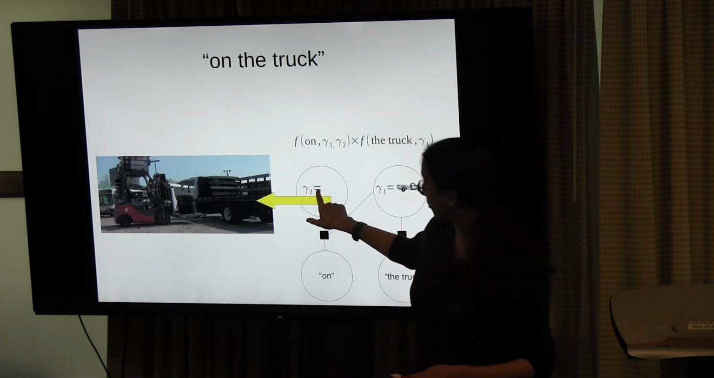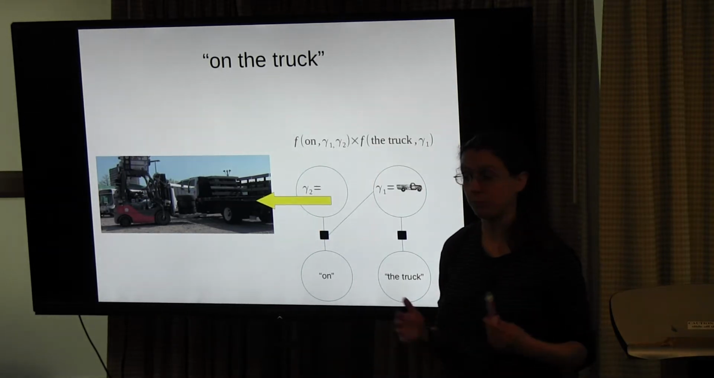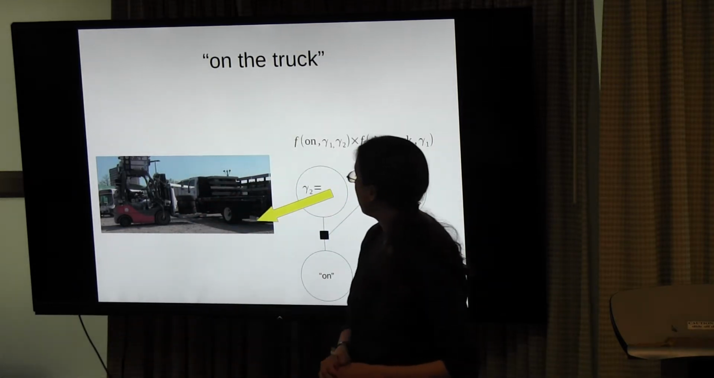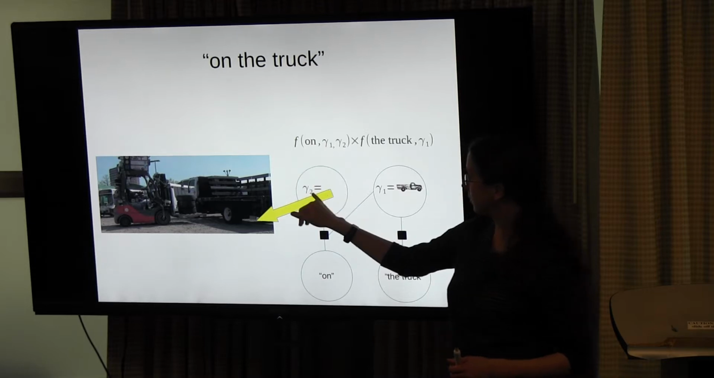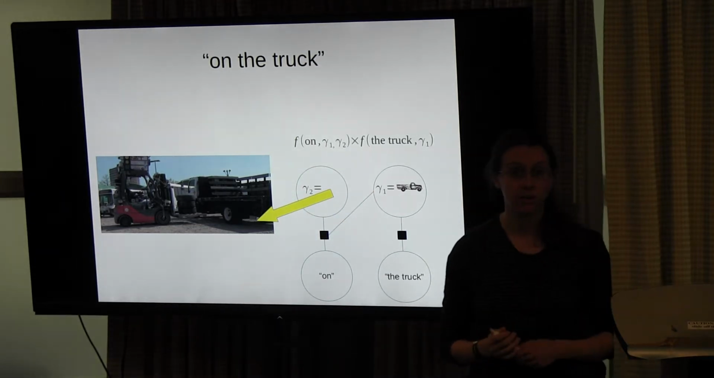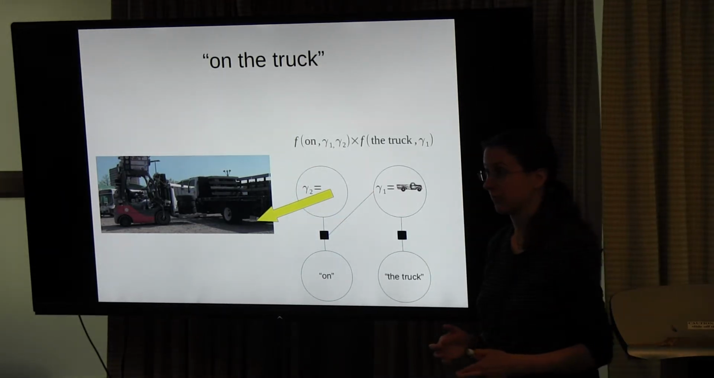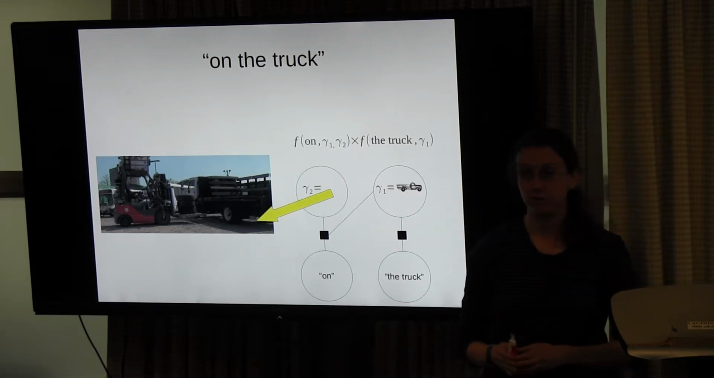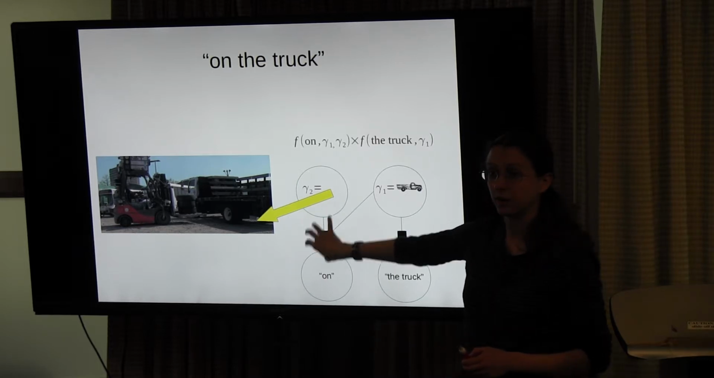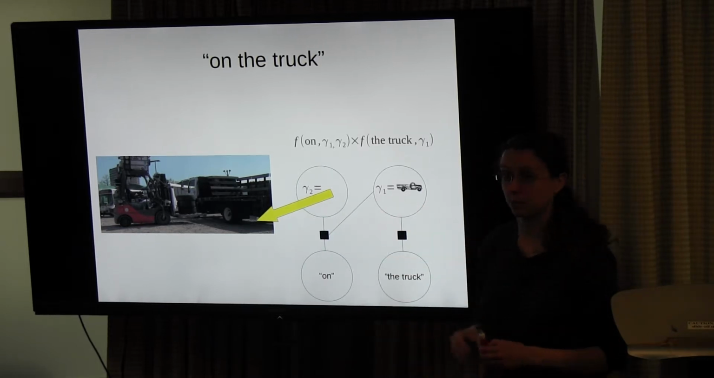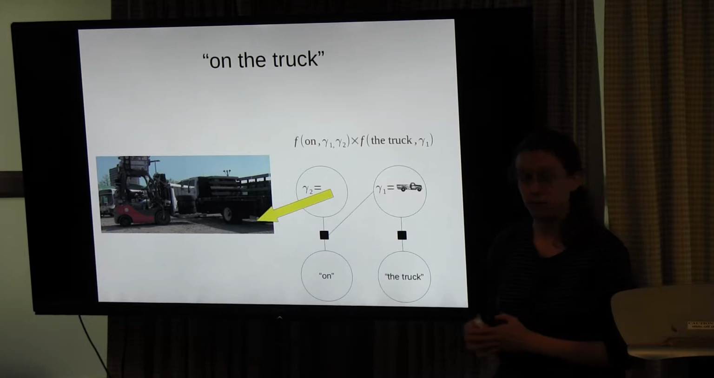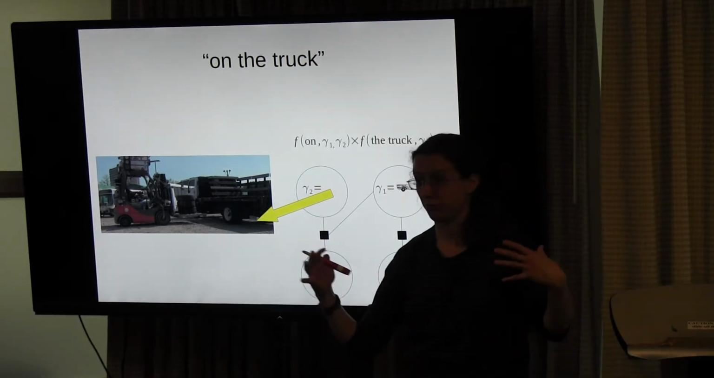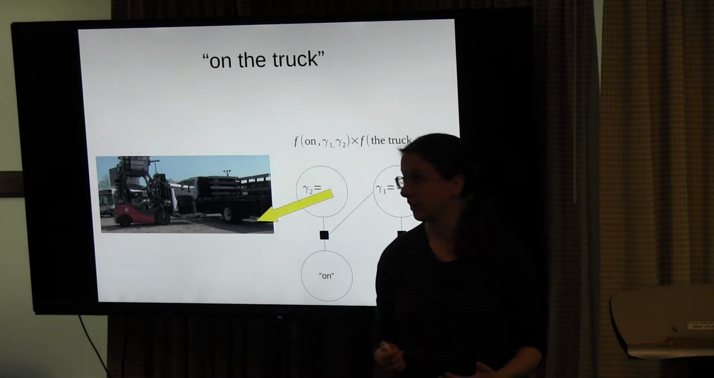So this gamma2 variable, which we've introduced, is going to range over different places in the environment. So it might be here, it might be here. And it's going to have high values if gamma2 is on top of gamma1, and low values otherwise. It's not going to care about whether gamma1 is a truck or not. It's only responsible for "on," just like this factor is only responsible for the truck.